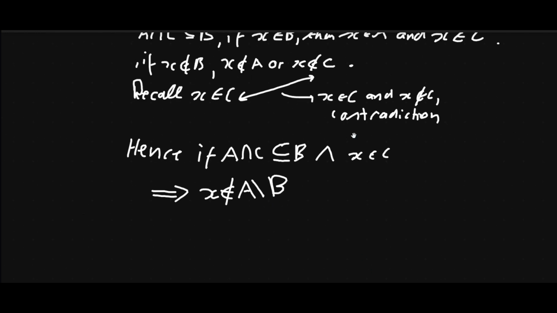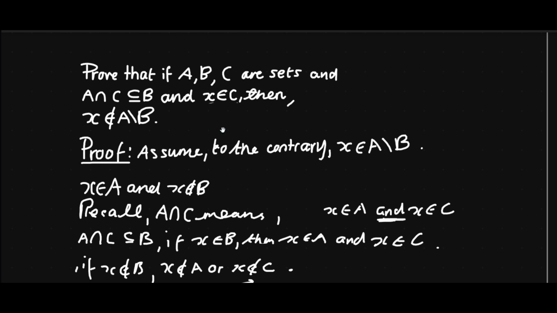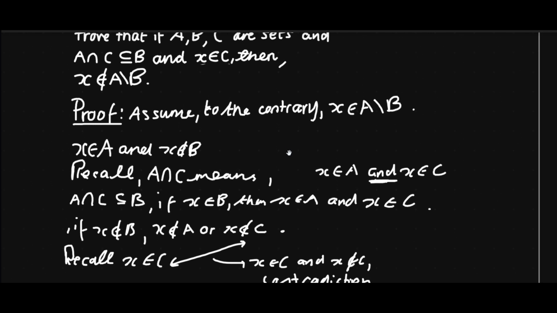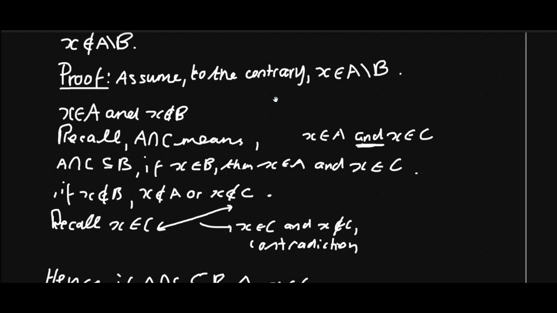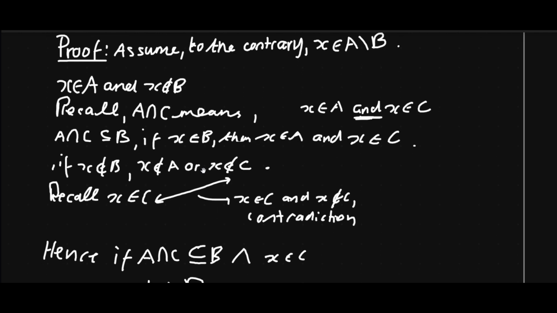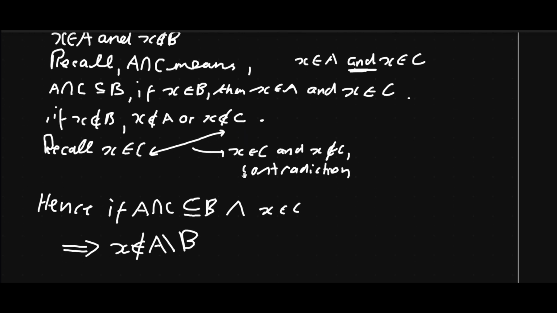So let's go over what we've done here. We assumed the contradiction that X was in A minus B, which means X is in A and X is not in B. But then we said that A intersect C means X is in A and X is in C. So if it's a subset of B, then if X is in B, then X is in A and X is in C. So if X isn't in B, X isn't in A or C. But then we earlier said that X is in C, so there's a contradiction, and that's our proof.